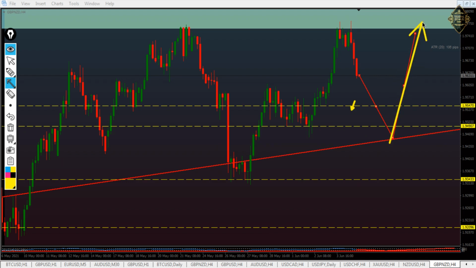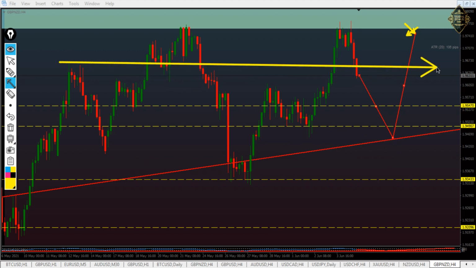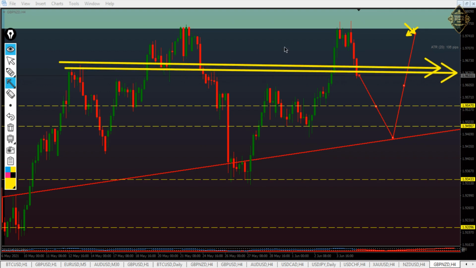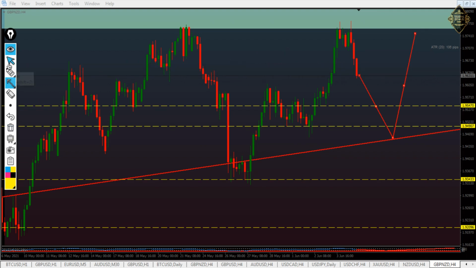Then you enter long from here, and you put the target here. The first target you can take at that zone, at that high, here exactly. Where is the price now? But our view is that it is going to fall down more than that. I think everything is too clear, my friend.